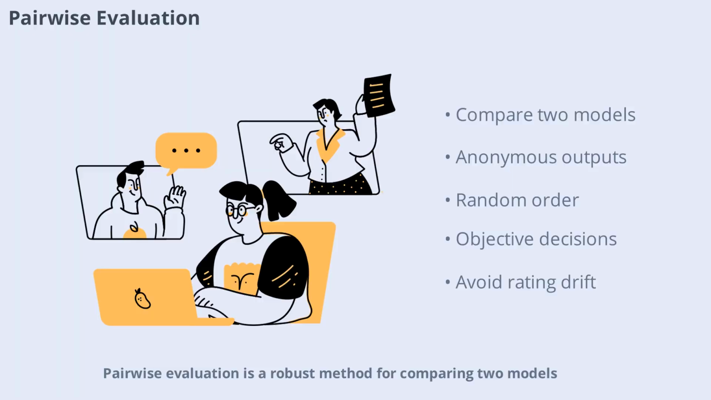Pairwise evaluation is a robust method for comparing two models, such as after updating a prompt. An LLM-judge receives the user prompt alongside both outputs, presented anonymously and in random order to prevent bias. The judge declares which output is superior based on specific guidelines, avoiding absolute rating drift. This approach helps you make objective decisions about model improvement.